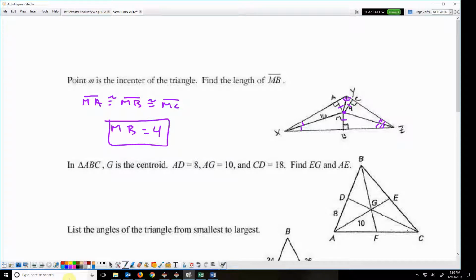In triangle ABC, G is the centroid. The centroid is the point of concurrency of the 3 medians, and the centroid splits the medians so that the long side, which goes toward the angle, is exactly twice as long as the short side that goes toward the opposite side. So the length of EG has to be half of AG. So that's 5. The length of EG is 5. The length of AE, A to G, G to E, is 10 plus 5. So AE is 15.